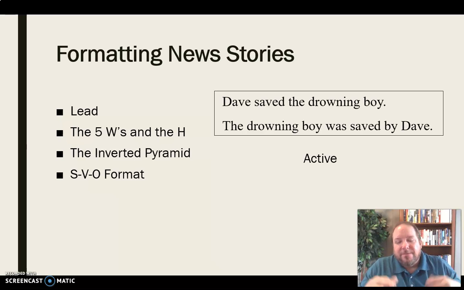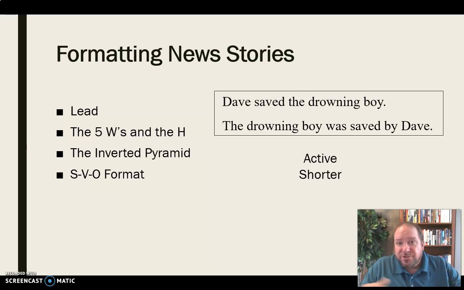So first of all, the first sentence follows the SVO format, and it is active. It's not a passive sentence. It's an active sentence, which really is more intriguing for the audience and a more exciting read for them when we put things in an active tense as opposed to a passive tense. So the first one is active.